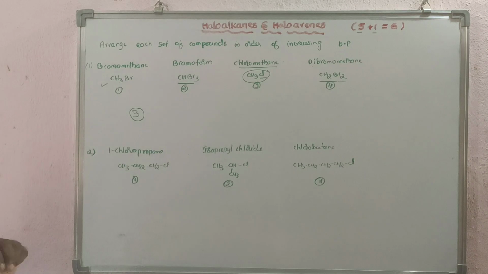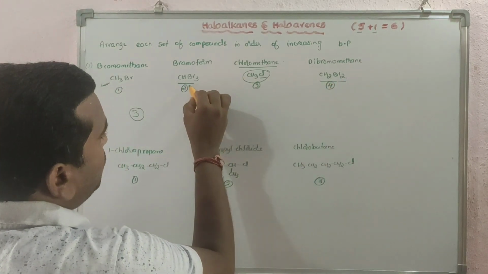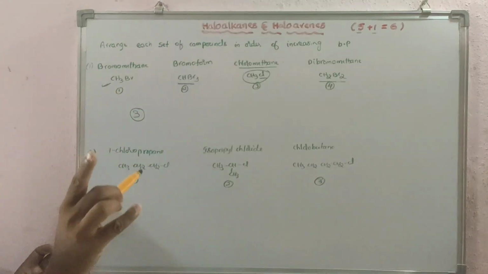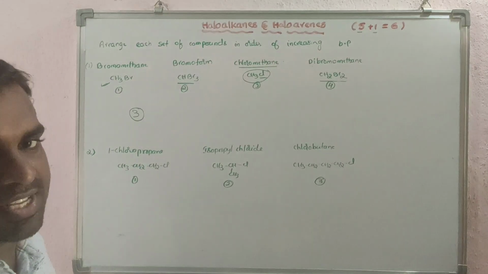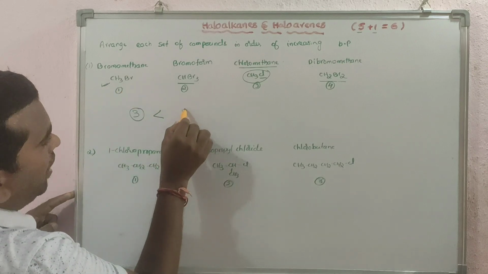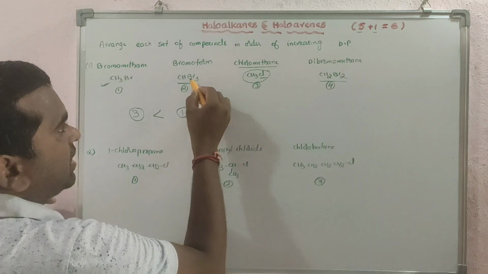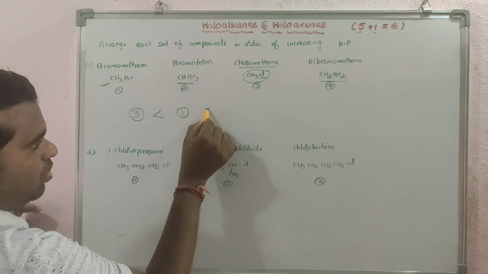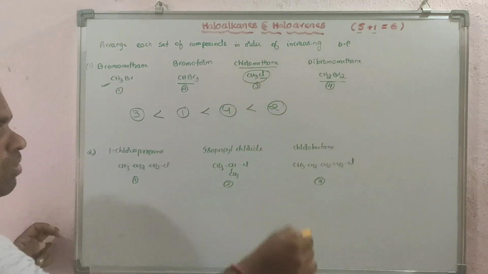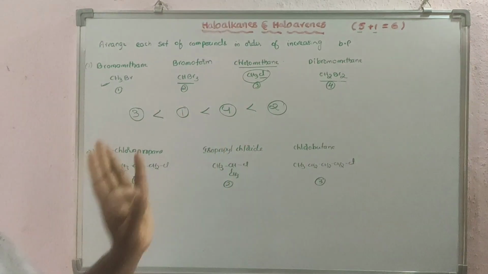Clear? And the next one is CH3Br. Why? Because in the second compound 3 bromine atoms are there, here 2 bromine atoms are there, but here only 1 bromine atom. As the number of halogen atoms increases, boiling point increases. Next will come CH2Br2, and after that compare these two: 3 bromine atoms and 4 bromine atoms. So CHBr3 comes next, and the highest will be for bromoform. This is the increasing order of boiling points of these compounds.